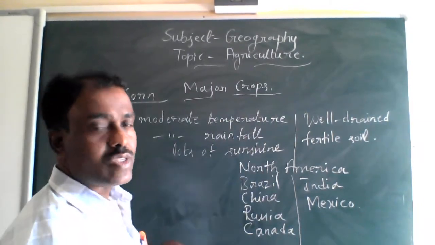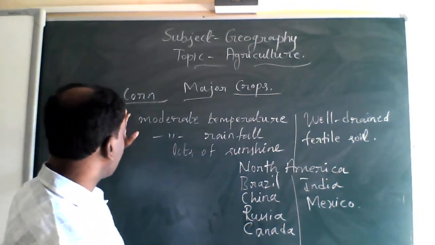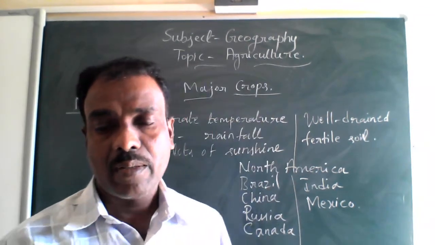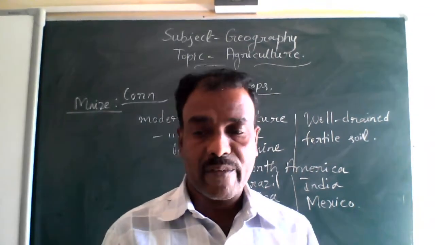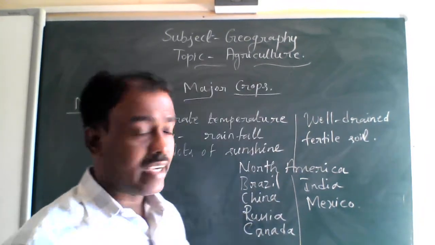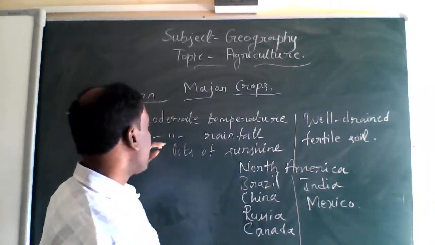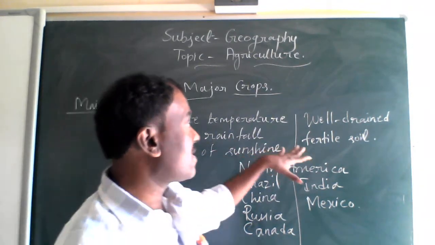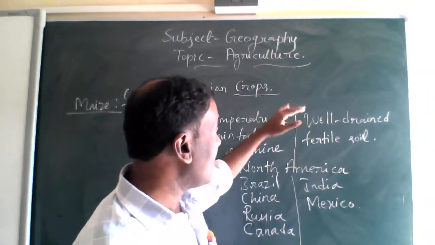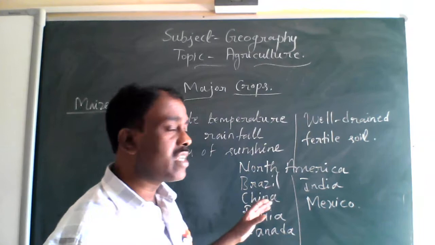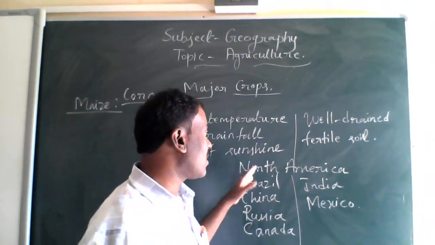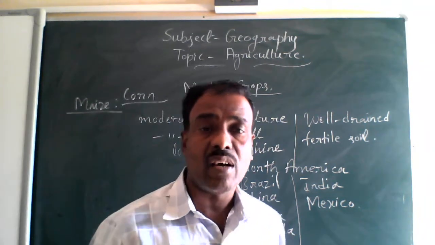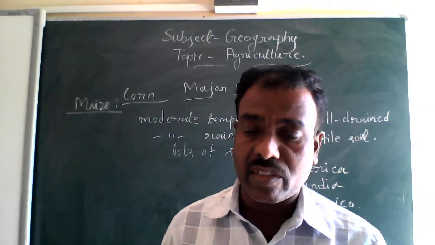Okay, so once again I would like to repeat: maize is also known as corn, and different varieties and colors of maize are found across the world. It requires moderate temperature as well as moderate rainfall and lots of sunshine, and it grows well on well drained fertile soils, especially in North America, Brazil, China, Russia, Canada, India, and Mexico. So these are the leading producers of maize in the world.